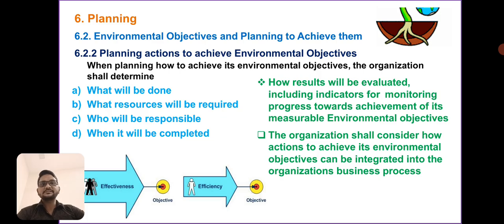The subclause is 6.2.2, that is planning actions to achieve environmental objectives. When planning how to achieve its environmental objectives, the organization shall determine what will be done, what resources will be required, who will be responsible, and when it will be completed. Also how results will be evaluated, including indicators for monitoring progress toward achievement of its measurable environmental objectives. The organization shall consider how actions to achieve its environmental objectives can be integrated into the organization's business processes. That means how we can integrate the environmental objectives into the organization's business processes.